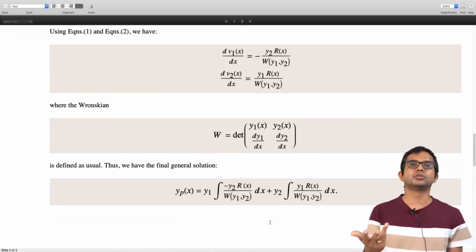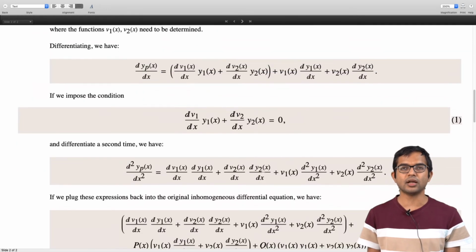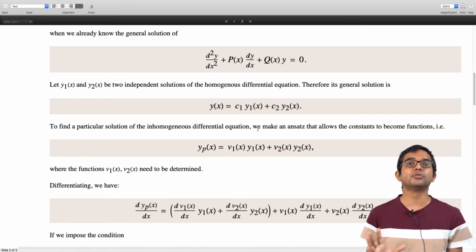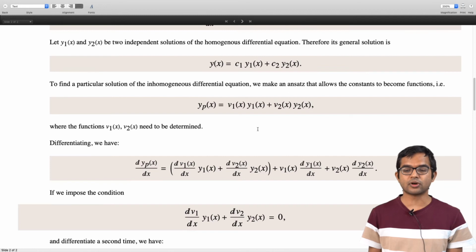Once we have the particular solution, we just add the complementary function, and then we have the full general solution for this problem. Formally it looks a little dense, but it's just a clever and elegant way of working out a general solution for an inhomogeneous differential equation, if you know the general solution for the corresponding homogeneous equation. At least formally you can write down one particular solution, and then you're done.